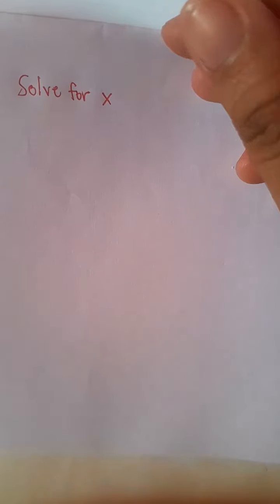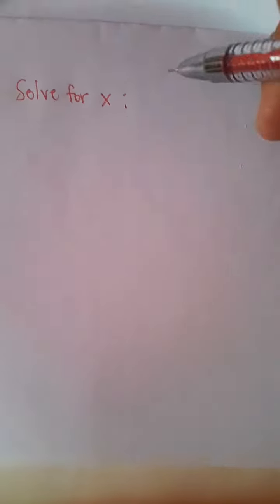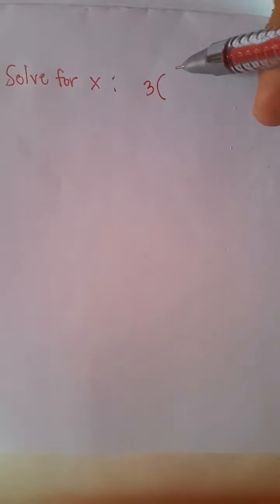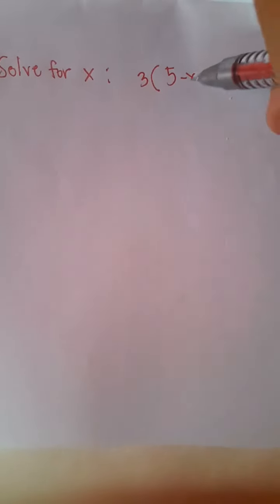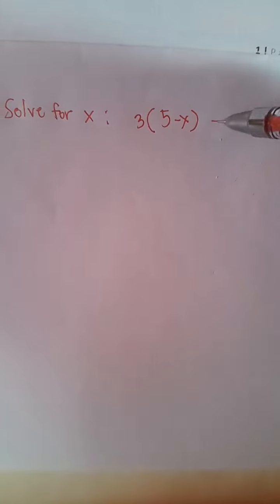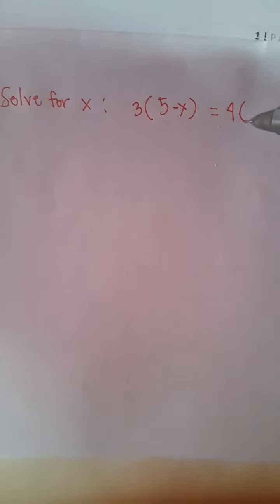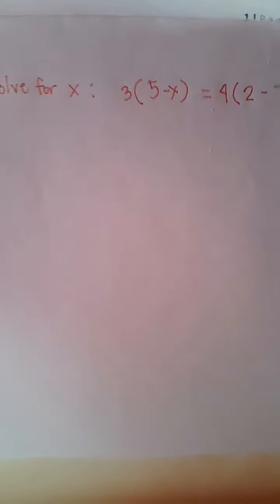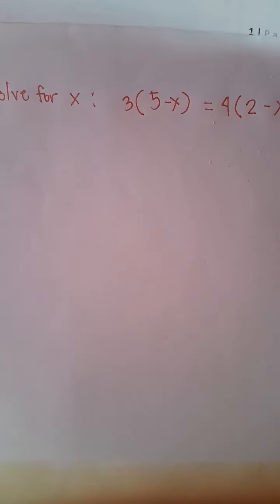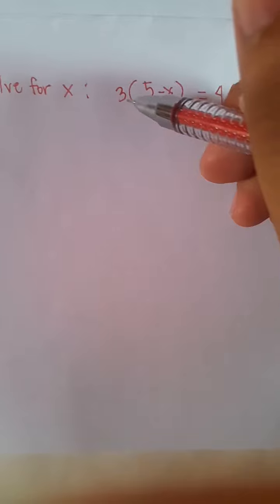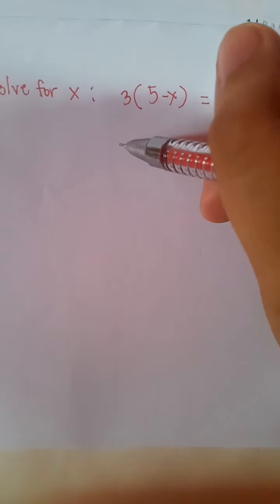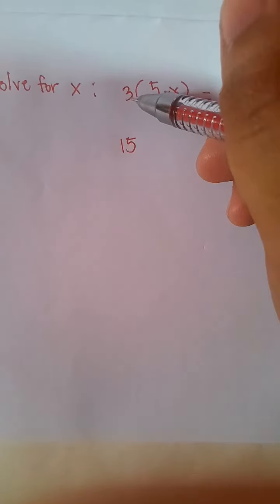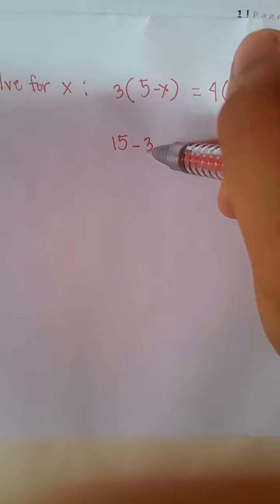Let's try to solve for x. Given that we have 3 times the quantity of 5 minus x is equal to 4 times the quantity of 2 minus x. Ang ato lang buhatan nani is to this part here, i-distribute din nato si 3. So 3 times 5, 15. Then 3 times negative x, we have negative 3x.